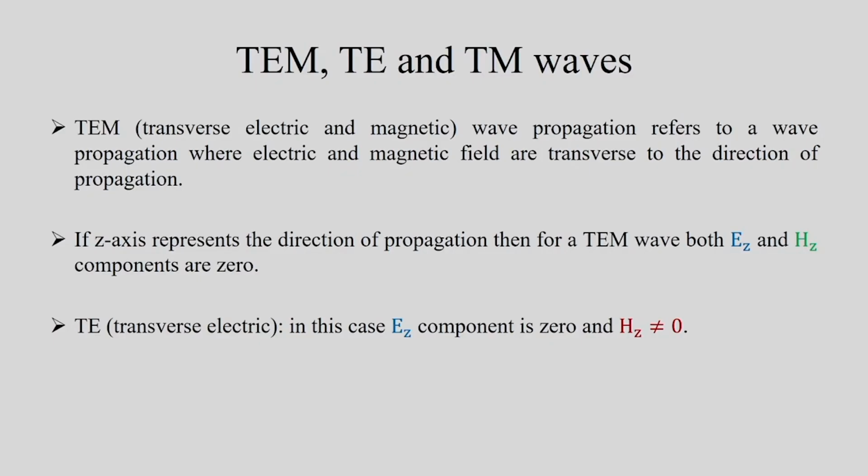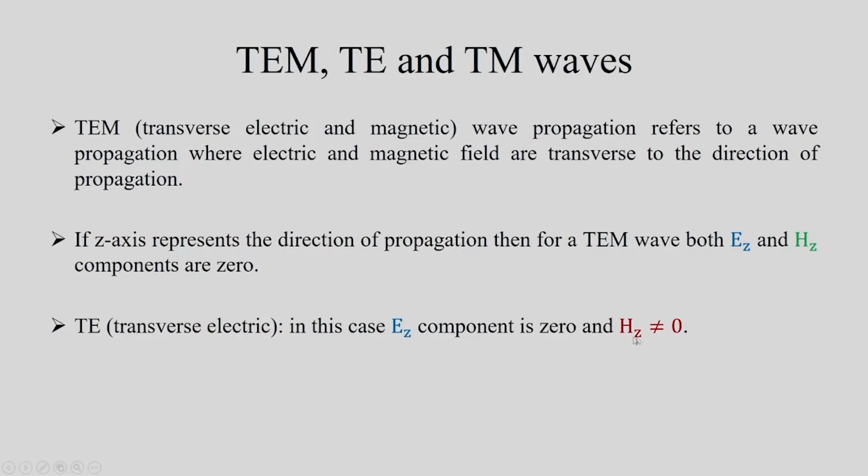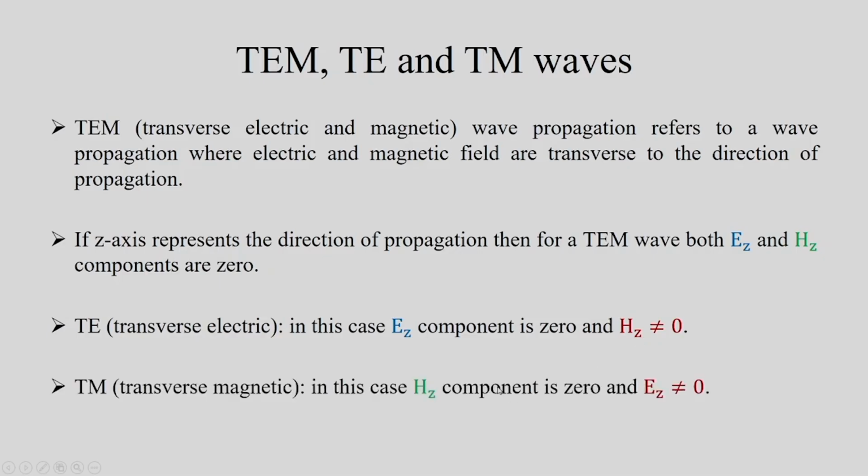In the same manner, for transverse electric or TE, in that case Ez component is 0 and Hz is not 0. So, in a transverse electric wave or TE wave, Ez component will always be 0. So, electric field is transverse to the direction of propagation, and the axial component of the magnetic field Hz will not be 0. Similarly, in transverse magnetic case, Hz component will be 0, the longitudinal component, and Ez is not equal to 0.